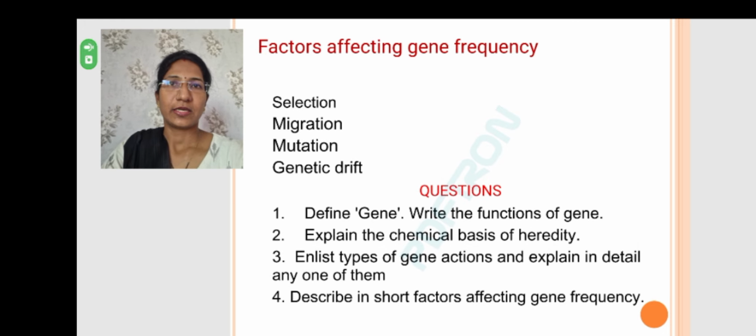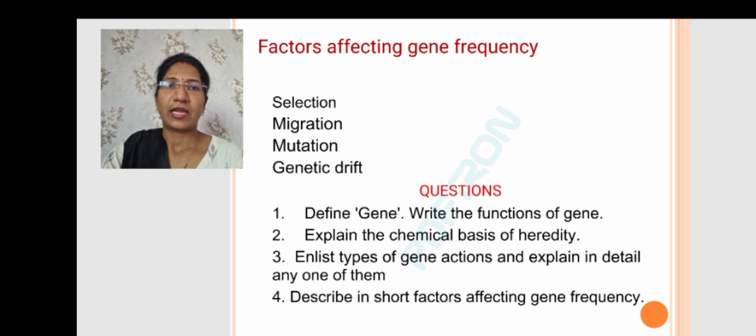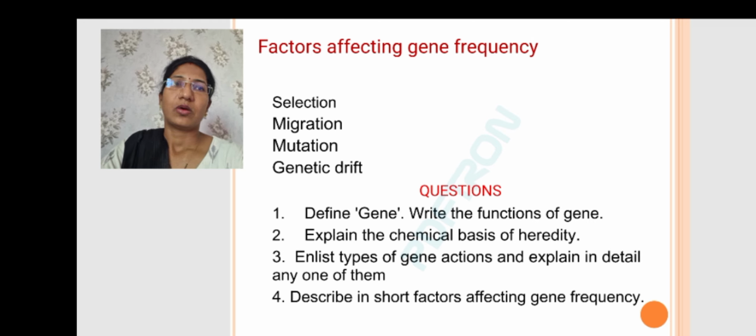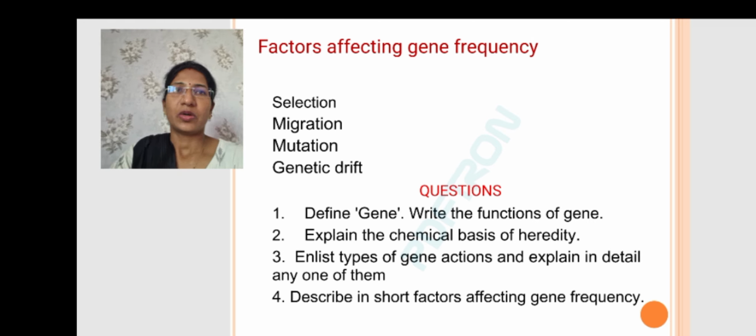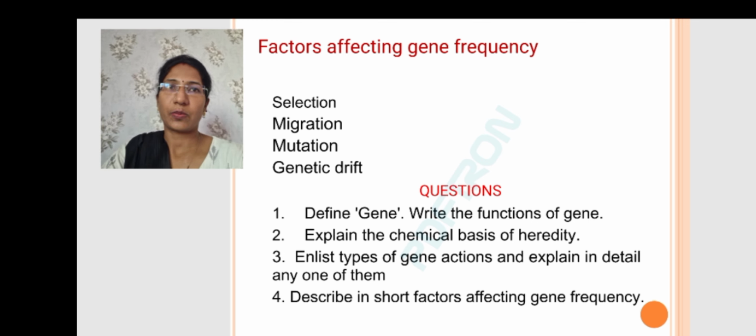On this topic, different types of questions are always asked. The first one: define gene and write down its functions. Second: explain the chemical basis of heredity. Another type of question: enlist different types of gene action and explain in detail any one of them. And the last one: describe in short the factors affecting gene frequency. So this topic is also important.